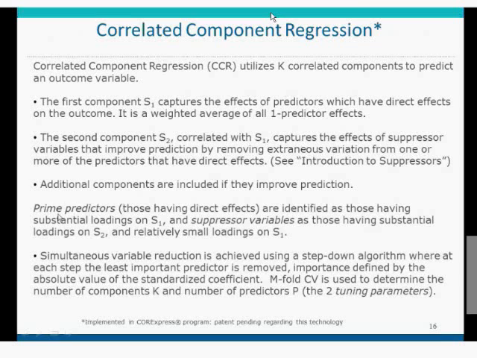Then I'll also distinguish prime predictors, which are those having direct effects, from suppressor variables. The prime predictors have substantial loadings on the first component, while suppressor variables will have very small loadings on the first component, but will have substantial loadings on the second component.